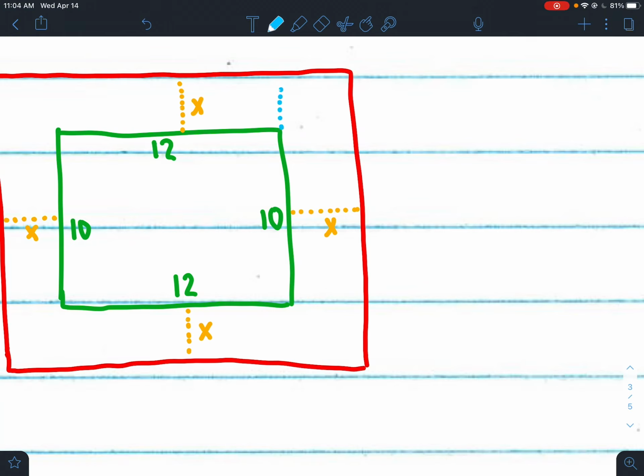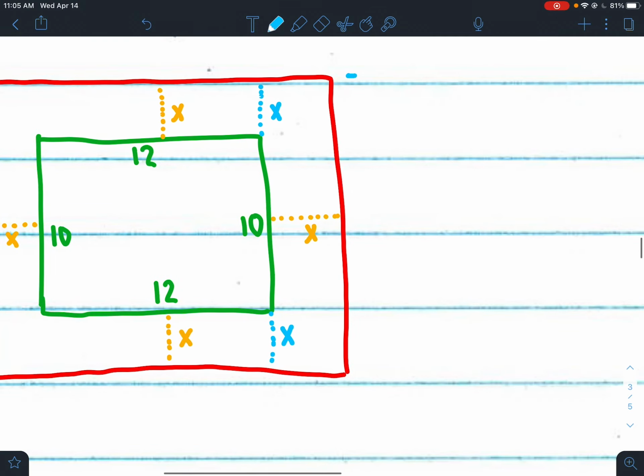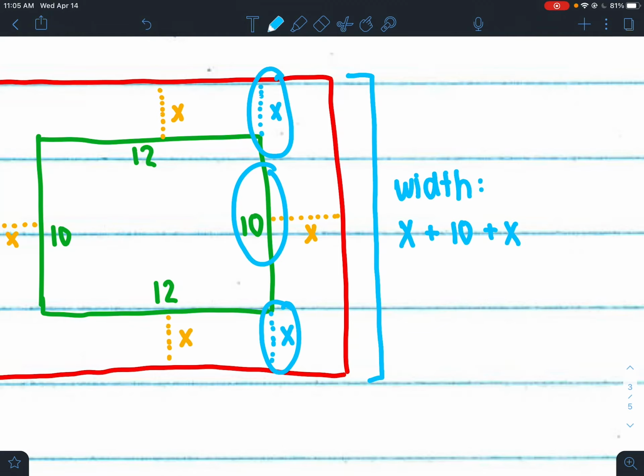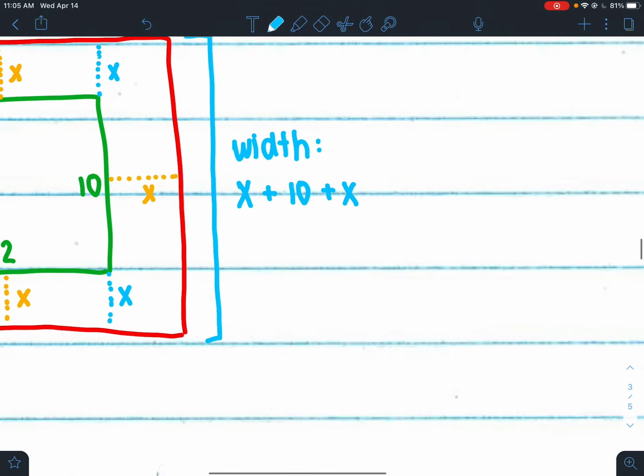Well, what's the length measurement here then? That's also going to be X, right? Because the distance here and the distance here have to be the same. And then what's the distance down here? That distance is also X. So to get the entire width measurement, that's going to be X plus 10 plus X, because I'm going to add all these lengths together to get the entire width of this rectangle.